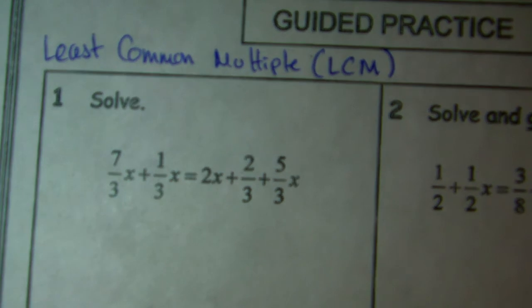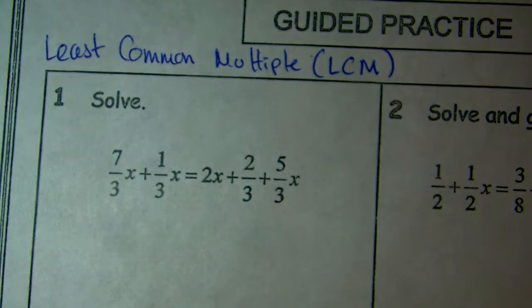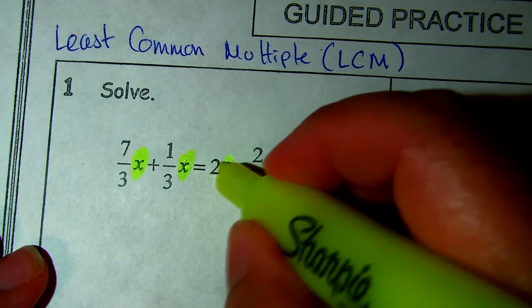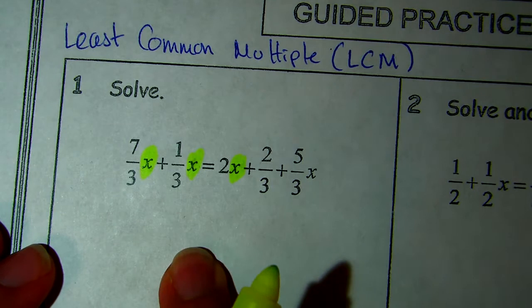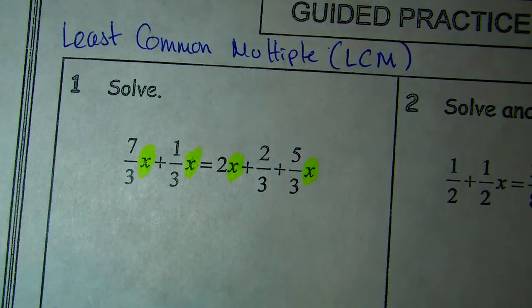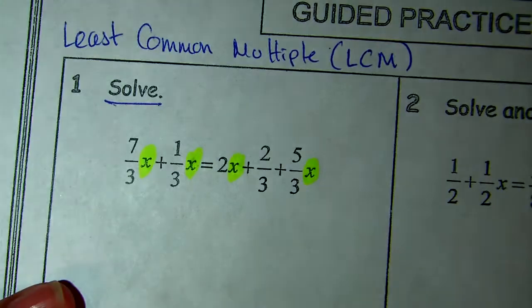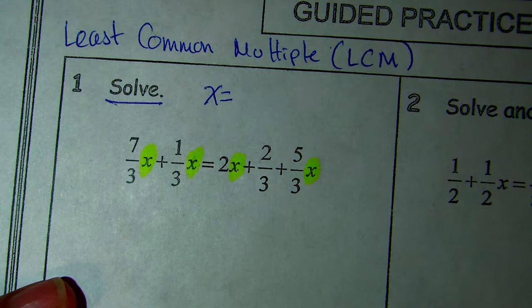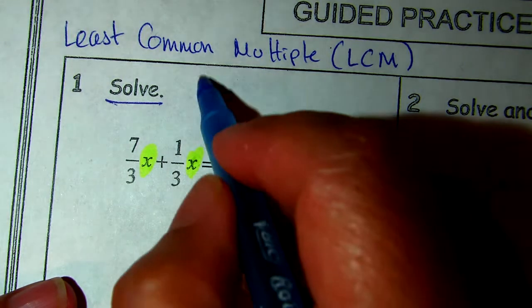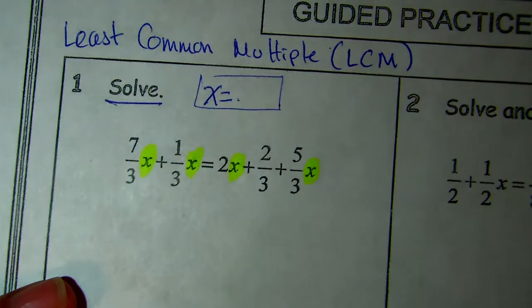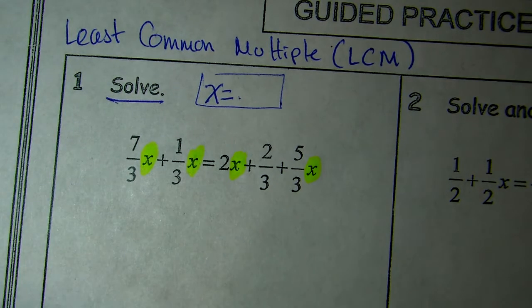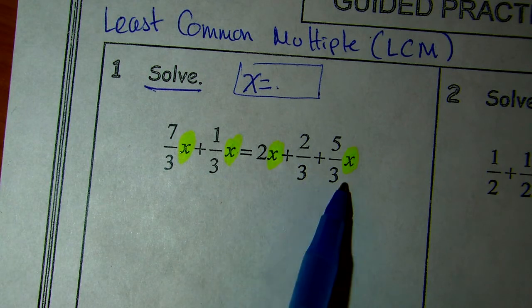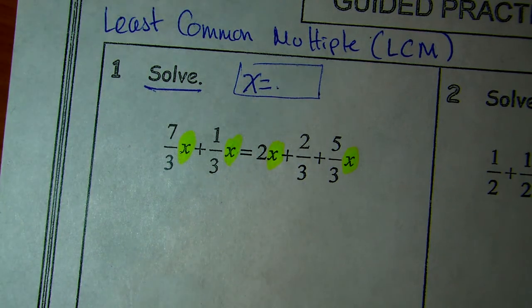All right, so what happens? We need to solve for x. In example number 1, it says solve, so it means that we need to find the value for x. We need to leave the x by itself. But now we have fractions. How do we get rid of the fractions or simplify in a more quick way?